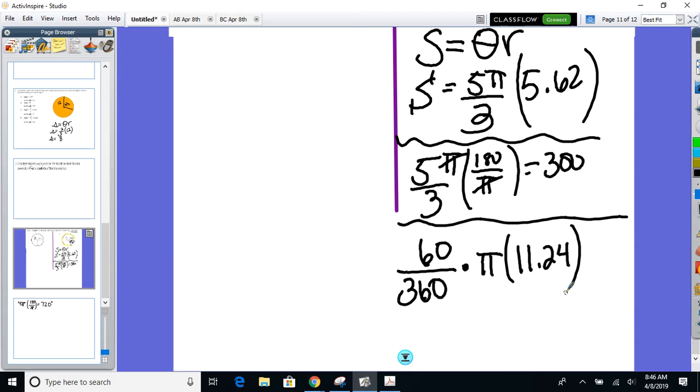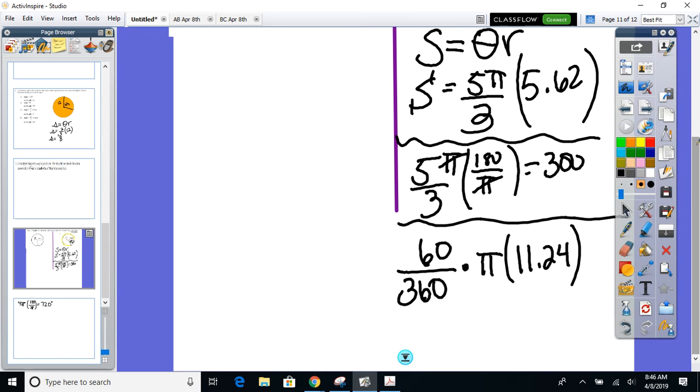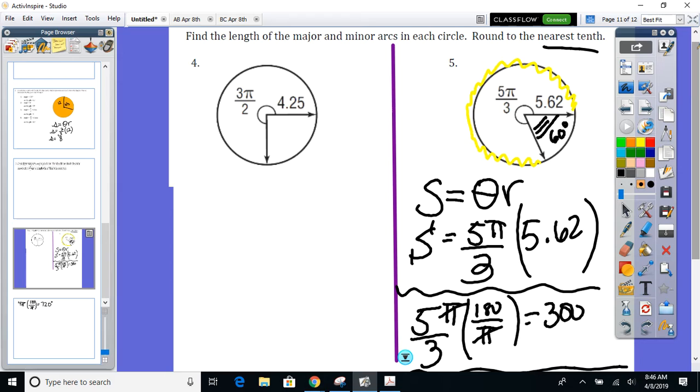Big part of Thursday's quiz, though, but getting away from it. What's up, Maggie? So for that one, could you have found the circumference of the circle and then found the length of the major arc? You could have. That's a great idea. Never thought of that. Perfect. Nice job.